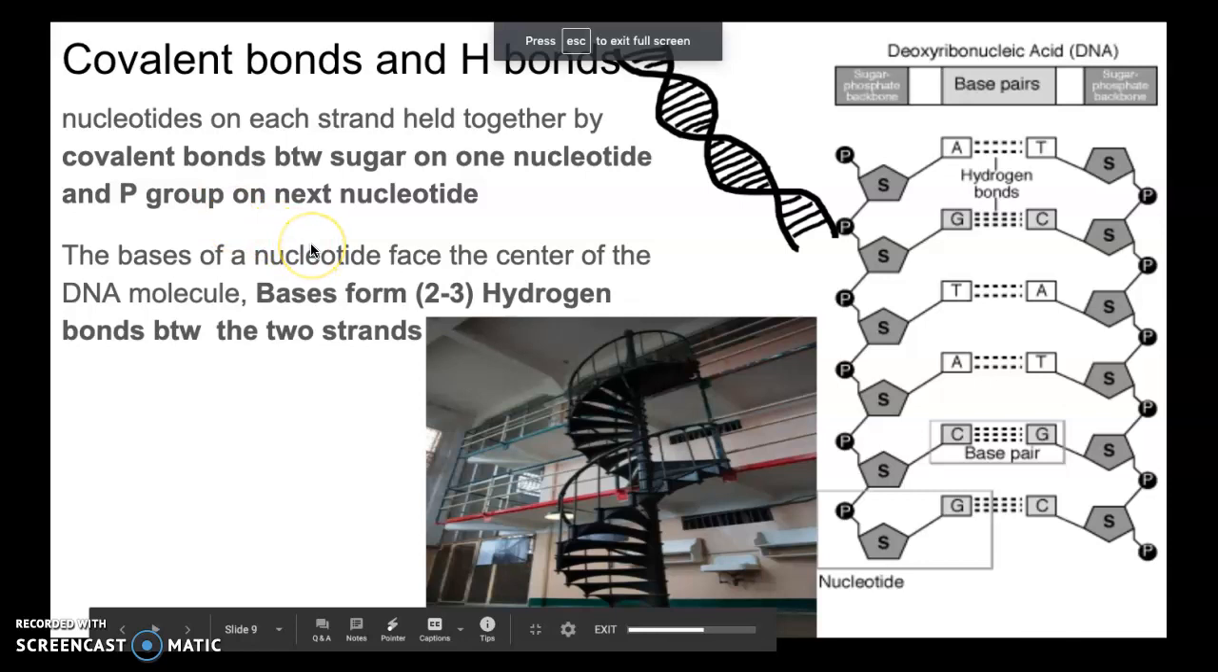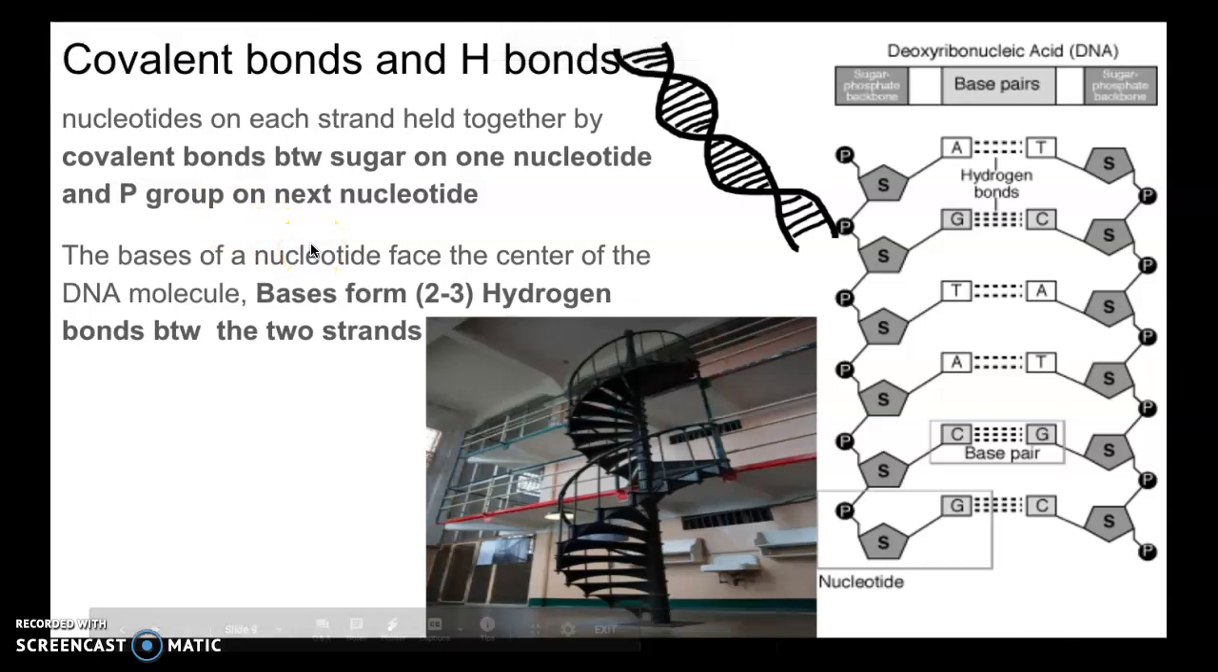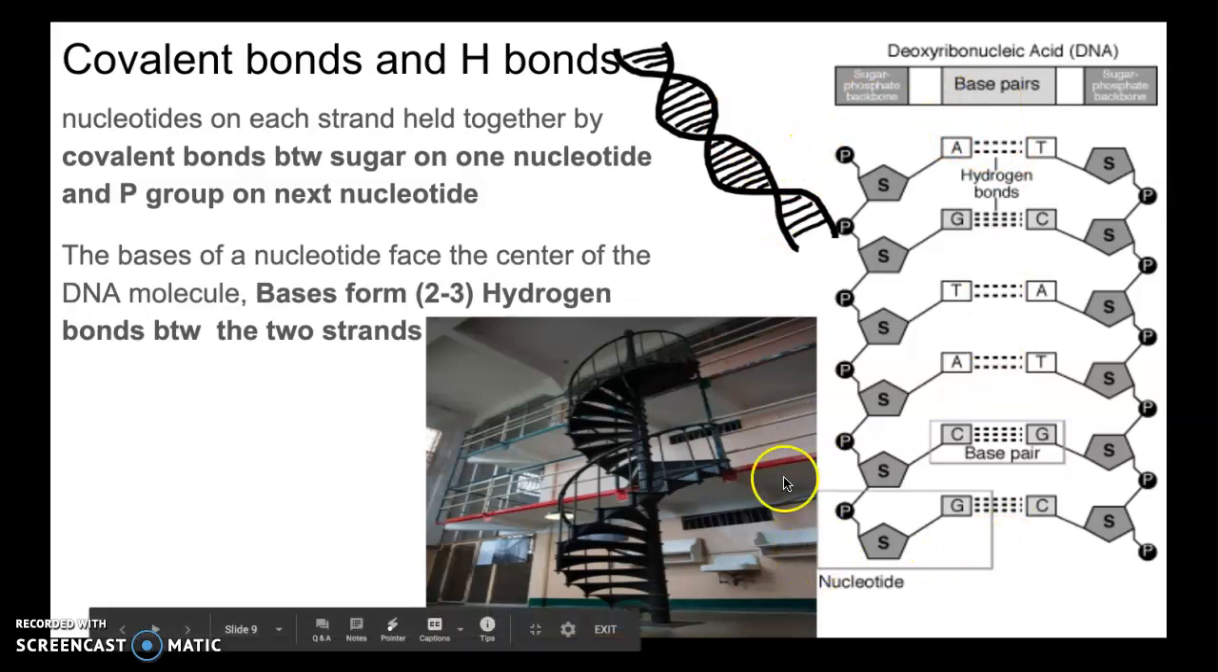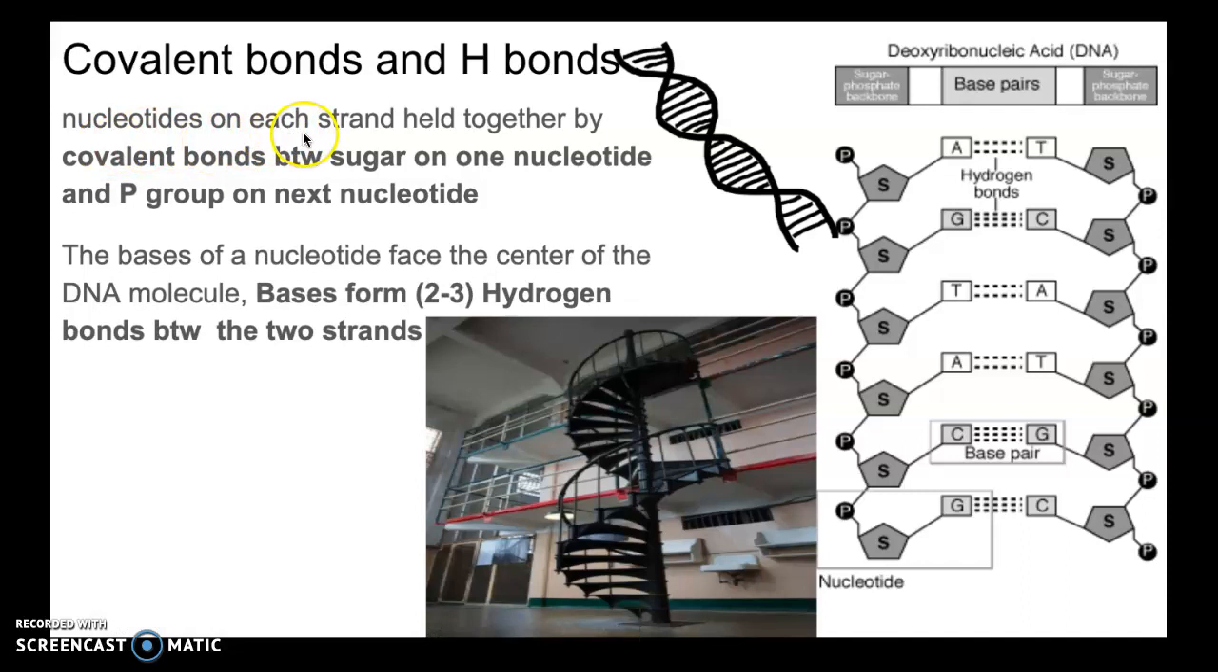So let's talk about covalent bonds and hydrogen bonds. First, we talked about covalent bonds and hydrogen bonds way back in probably chapter 2 or chapter 3. Now they're back. So when we talk about DNA, each of these nucleotides, which are only different because of these nitrogenous bases, each of these nucleotides on either strand, okay? This is one strand, and this is one strand, okay? Each nucleotide on each strand is held together by a covalent bond between the sugar on one nucleotide and the phosphate group on the next.